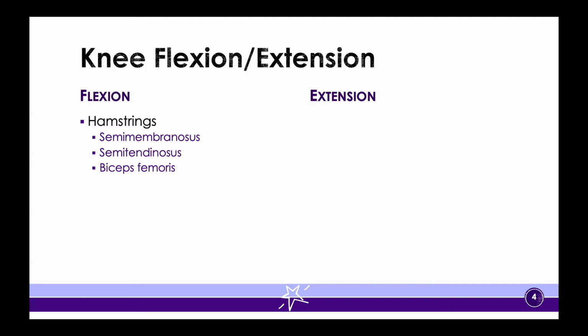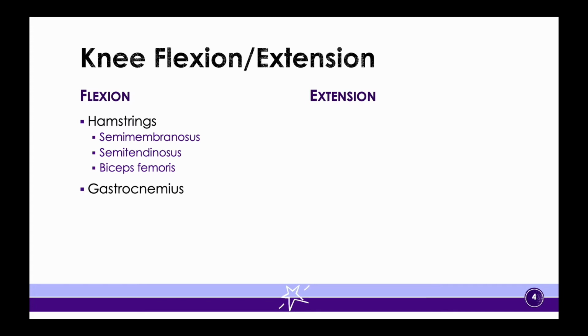The first thing that should be coming to your mind is the hamstrings. So the semimembranosus, semitendinosus, and the biceps femoris. So when you think flexion in the knee, that is one thing that I want you to have come to the top of your mind, that is a no-brainer for you guys. So work on that as far as hamstrings doing flexion of the knee.